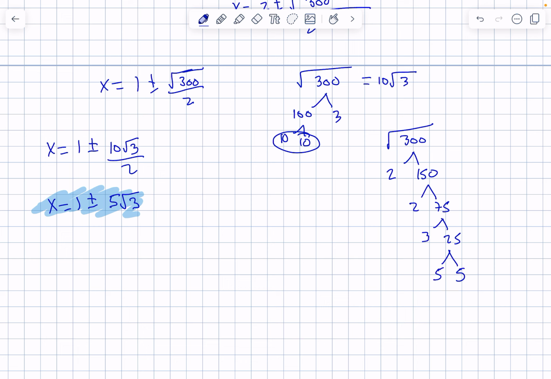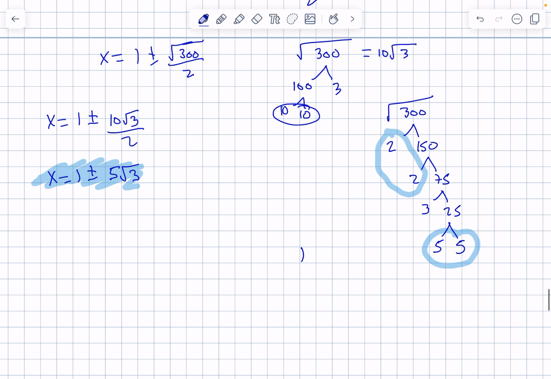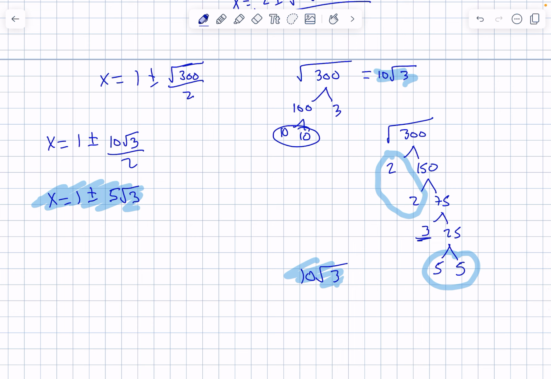So the way to simplify square roots is that you group together like terms in groups of 2. This is a 2, this is a 2. So 5 times 2 is 10, square root of what was left, square root 3. This is the same thing we got. This and this were the same, okay? That's where I end up getting 1 plus and minus 5 times square root of 3, okay?